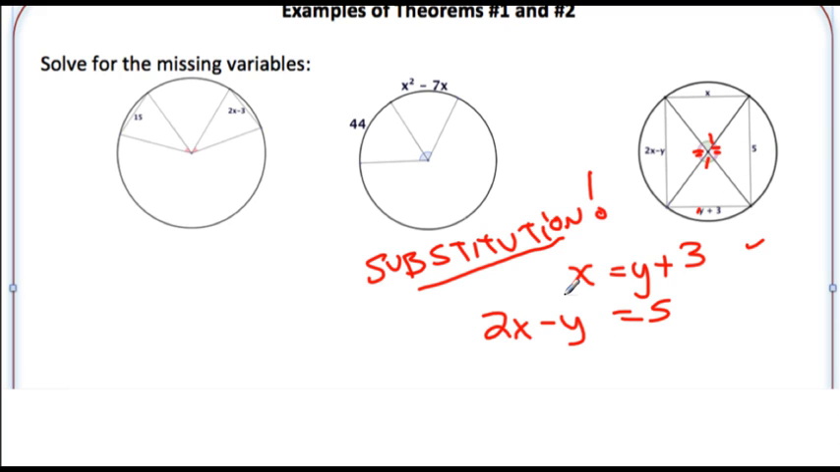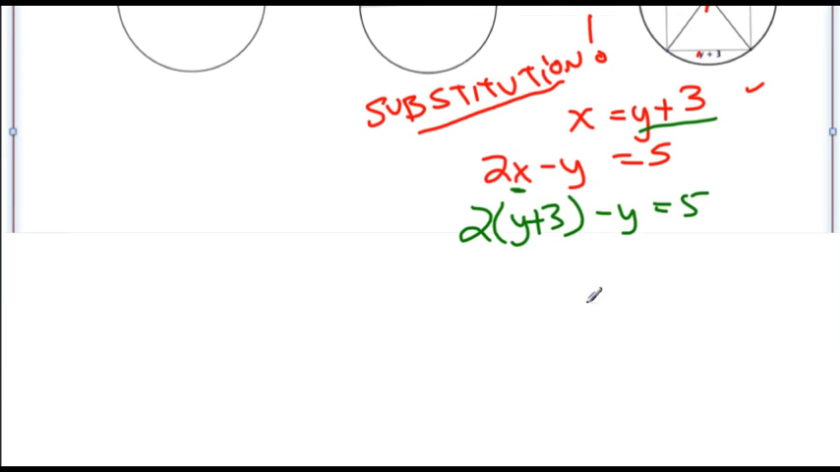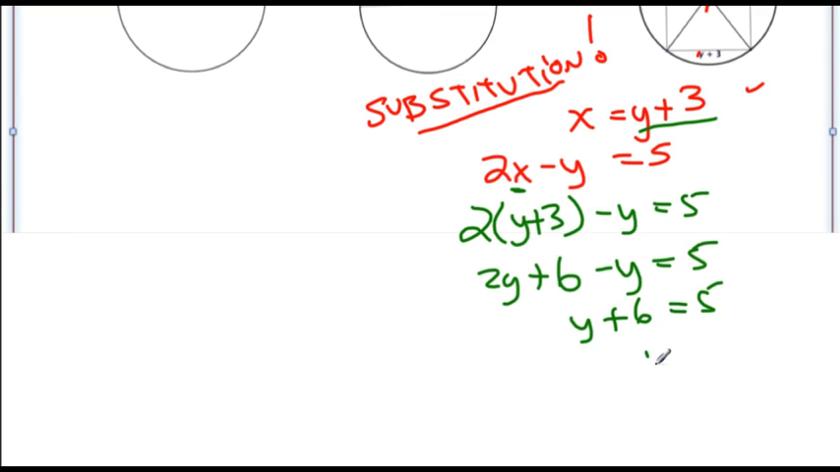So if you remember how to do this, we already have x solved for. All right, x equals y plus 3. So in the other equation, here's the x, we're just going to put y plus 3. All right, so we get 2 times y plus 3, because we did substitution right there. You got to write the rest of the equation. Minus y equals 5. All right, so let's do some Algebra 1 stuff. 2y plus 6 minus y equals 5. We get y plus 6 equals 5. You should be okay with all this stuff.